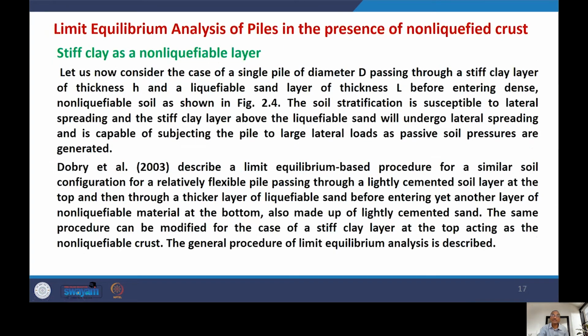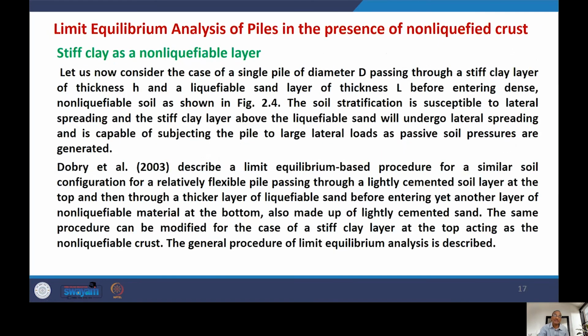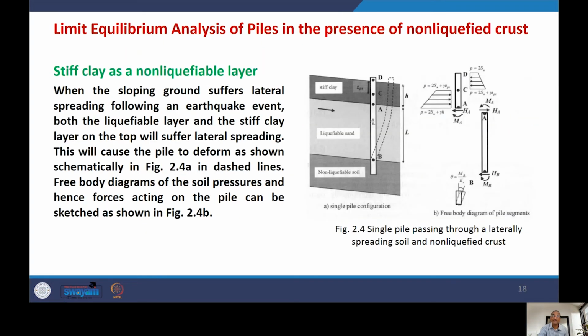Now let's discuss the case when you have a presence of non-liquefied crust on the top of the liquefiable soil layer. In this case, we are considering two cases. One case is when a stiff clay layer is there on the top of the liquefiable layer. In the second case, you have a dense sand layer. So let's discuss first the case when you have a stiff clay layer. See the figure.